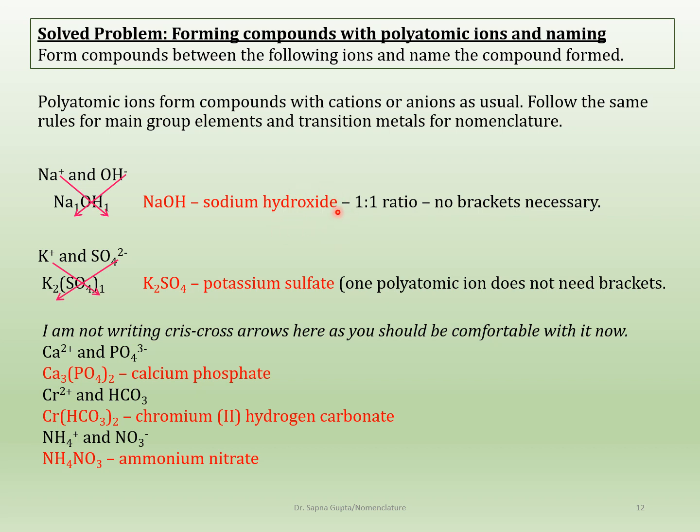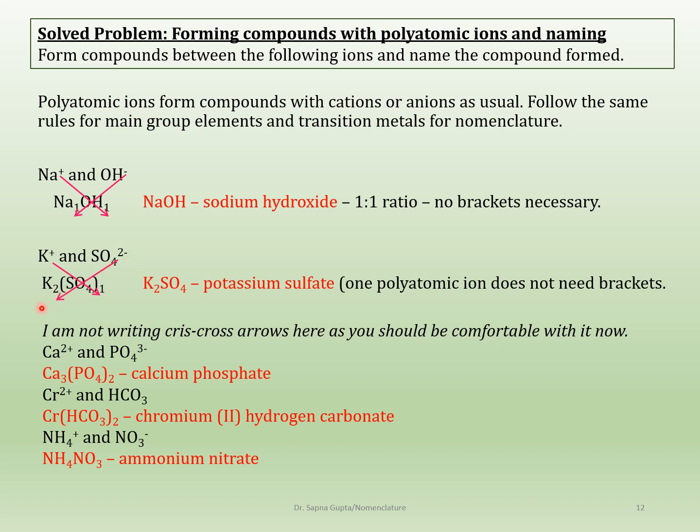Now hydroxide, you should know it's a polyatomic ion because you're supposed to memorize that. So you're not looking for it on the periodic table. Where is hydroxide? It's not there on the periodic table. Okay, so then here is for potassium and sulfate, and potassium is +1, so that's 1 for sulfate.